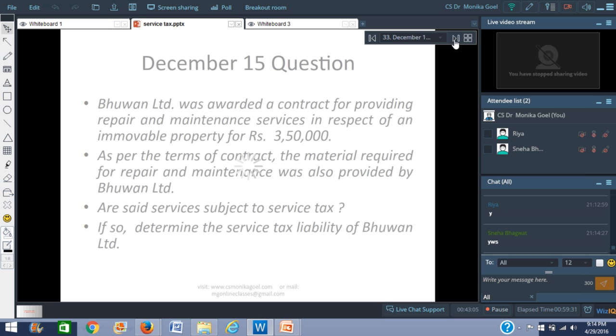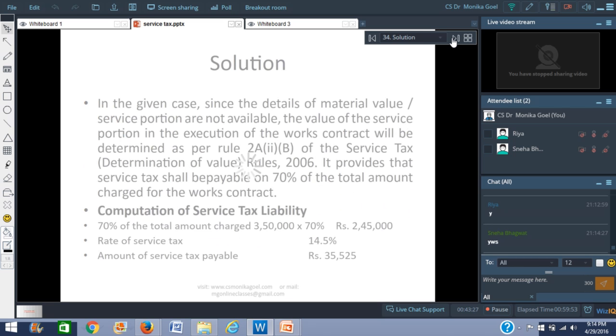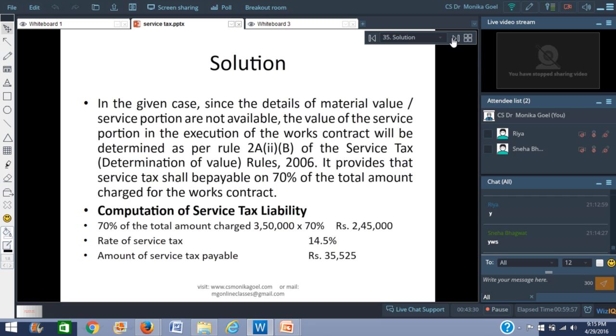Now, this is to be seen. This is a contract which includes both services as well as materials. So, therefore, it falls within the scope of the definition of works contract as defined under Section 65B(54) of the Finance Act 1994, and is thus liable to service tax as declared service under Section 66E(h) of the Finance Act 1994. So, in the given case, since the details of the material or service portion separately are not available, the value of the service portion in the execution of works contract will be determined as per Rule 2A(2)(b) of the Service Tax Determination of Value Rules 2006.